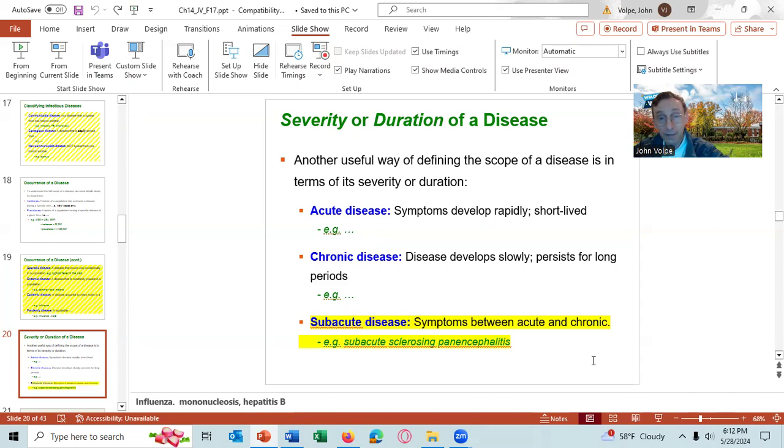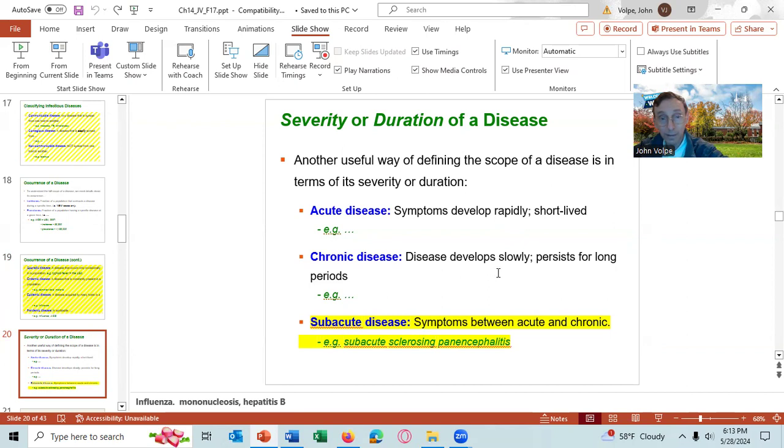The disease develops rapidly, the patient becomes sick very rapidly, shedding very large numbers of virus very rapidly. And the patient then soon gets better. The disease is short-lived and the disease goes away, usually within a week. A chronic disease is a disease that develops slowly and persists for a long period of time.